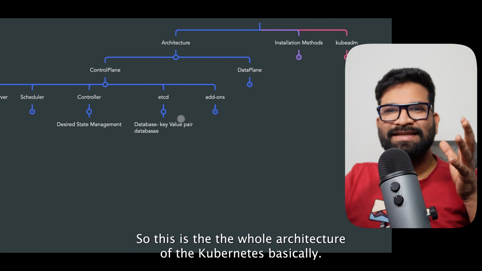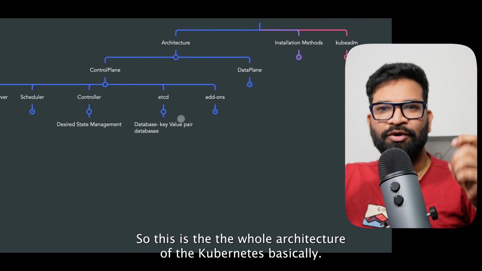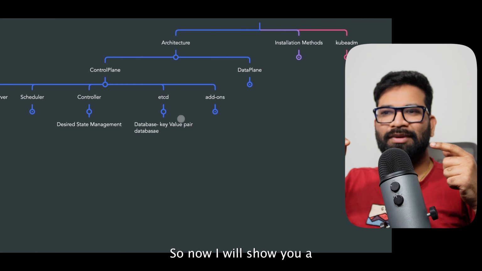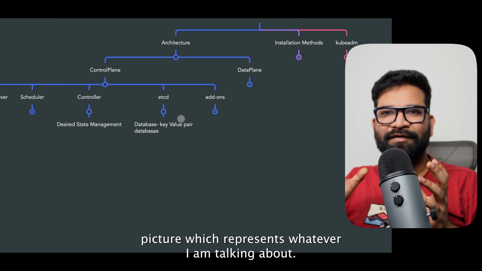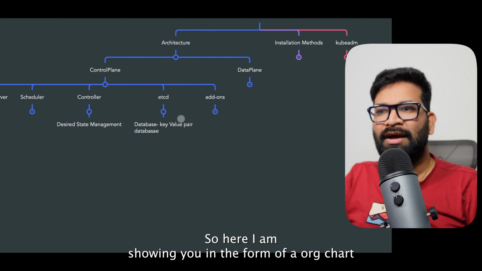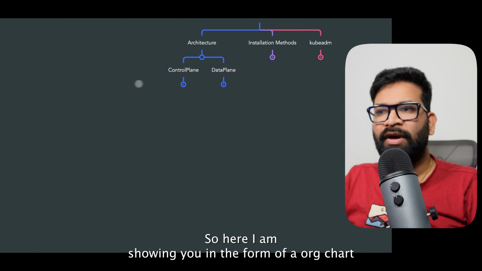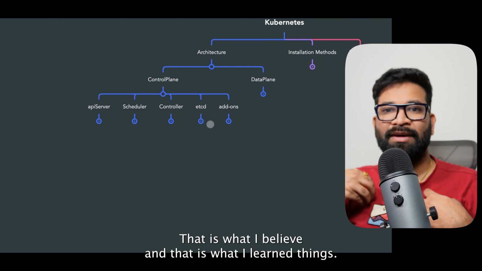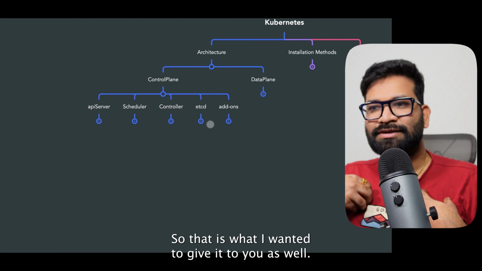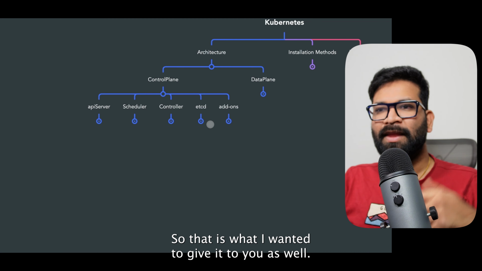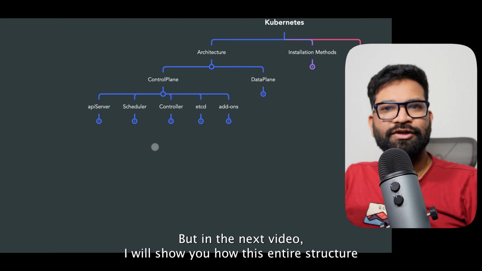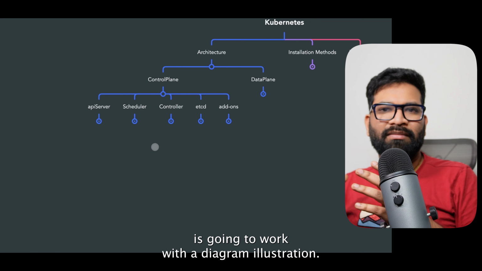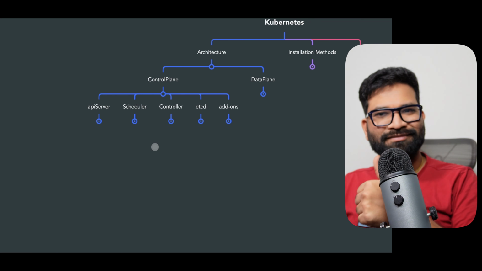So this is the whole architecture of Kubernetes basically. Now I will show you a picture which represents whatever I'm talking about. Here I am showing you in the form of an org chart because it simplifies the learning process. That's what I believe, and that's how I learn things, so that's what I wanted to give to you as well. In the next video, I will show you how this entire structure is going to work with a diagram illustration. See you in the next video.